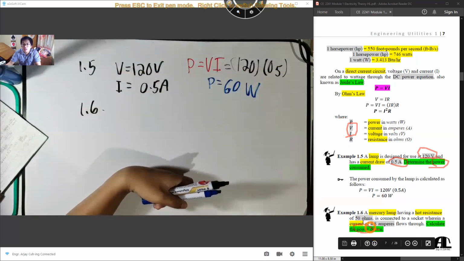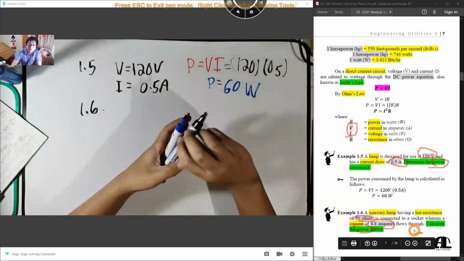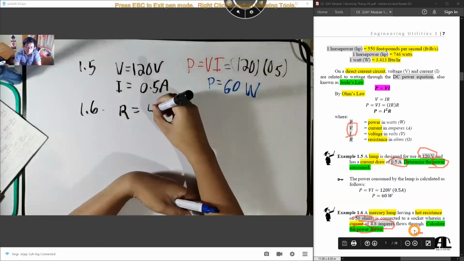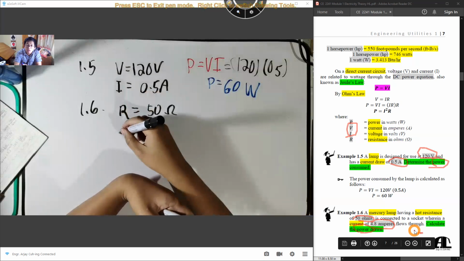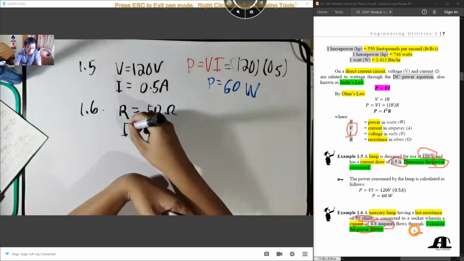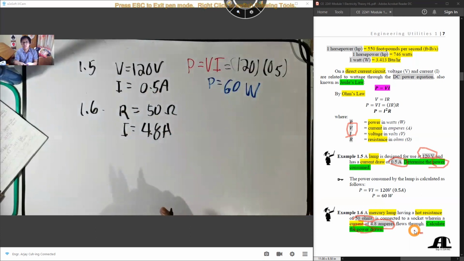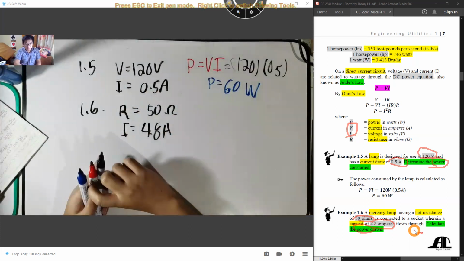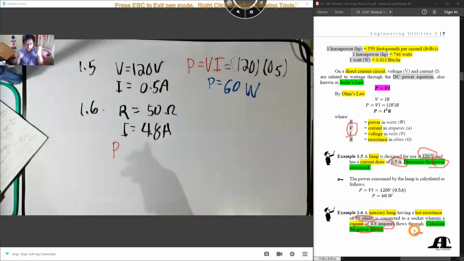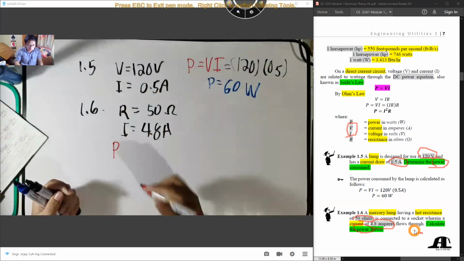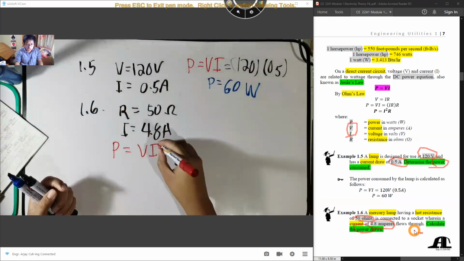Same, ano daw yung power class given a resistance of 50 tapos a current of 4.8. So meron tayong given class resistance is equal to 50 ohms. Okay? Tapos meron tayong current class equal to 4.8 amperes. So ano daw class yung resistance? I mean yung power. So same class no, isa na yung formula natin sa power at the moment kapag pinag-usapan is yung DC current. So P is equal to voltage times current.